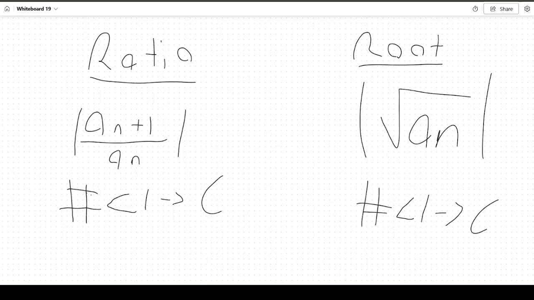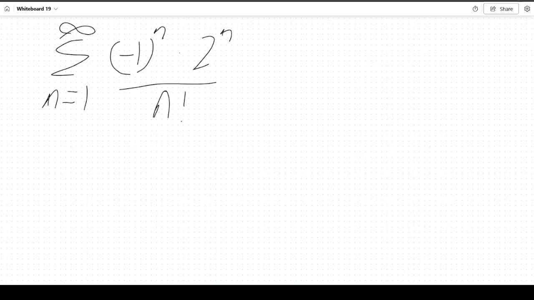And for the root test, there's no a_(n+1), there's only a_n, the nth root of a_n. When you take the limit of those and the number is less than 1, then it's convergent. So let me show you all some examples. Here we have an example of the root test. We are going to do the root test in this problem.